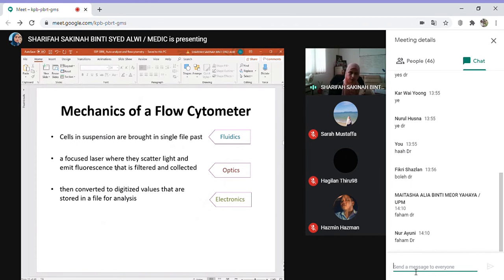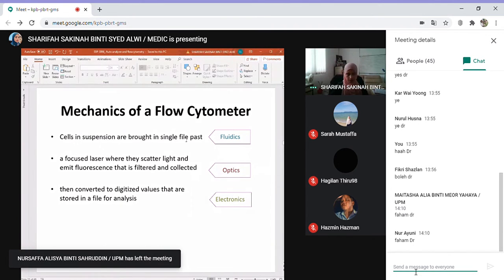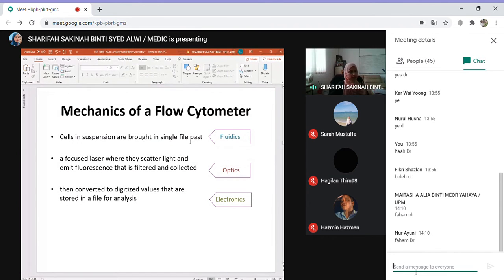The fluidics part is where the cells in suspension are brought in single file past the laser. When you talk about fluidics, it is very important to ensure that the cells entering the flow cell are single cells. This is the general term. For optics, a focused laser is used, where cells scatter light and emit fluorescence that is filtered and collected. For the electronics part, the signals are converted to digitized values that are stored in a file for analysis.